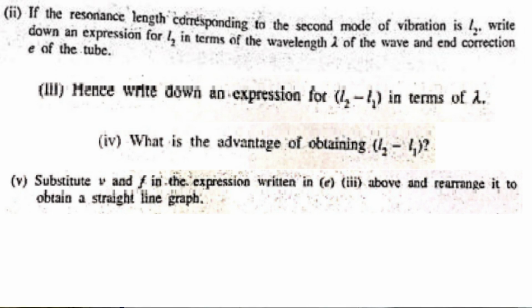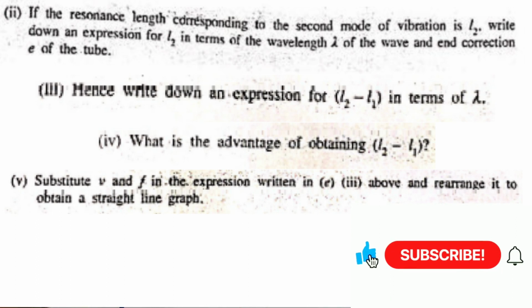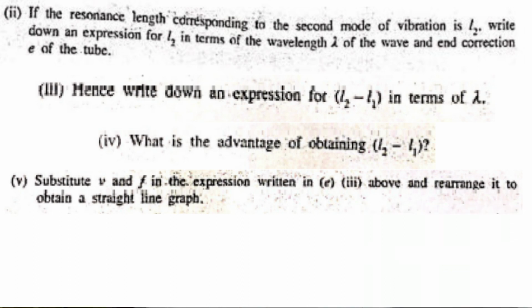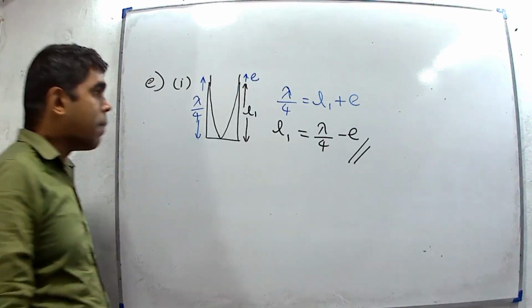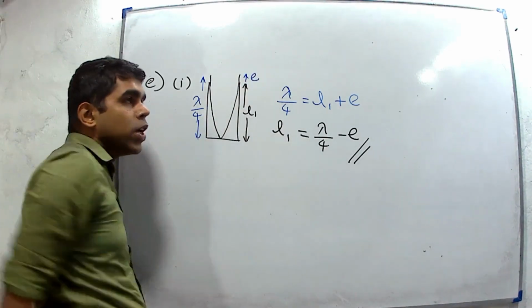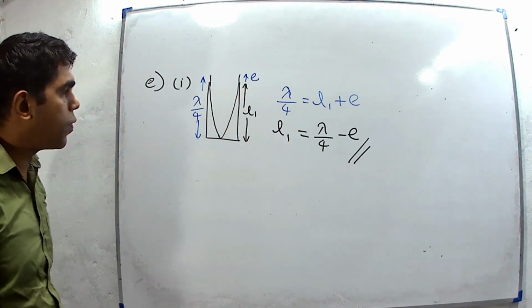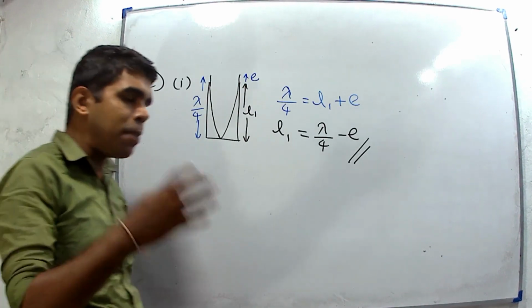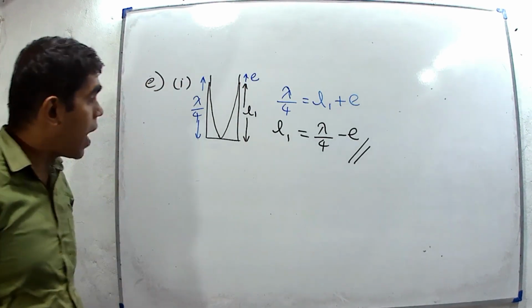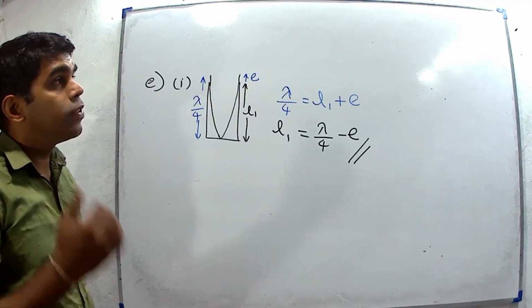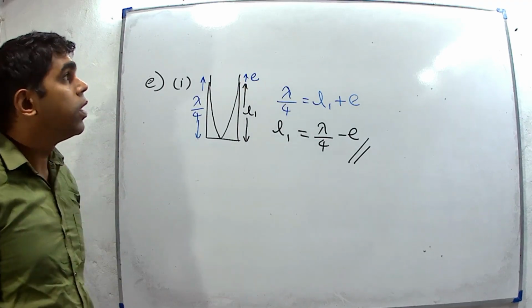Then part 2. If the resonance length corresponding to the second mode of vibration is L2, write down an expression for L2 in terms of the wavelength lambda of the wave and end correction C of the tube. We have to remember that this end correction depends only on the diameter of the tube. When increasing the diameter, we have to consider that the end correction also increases.